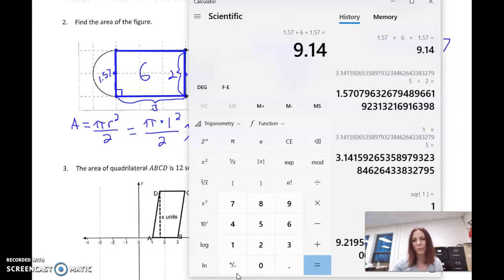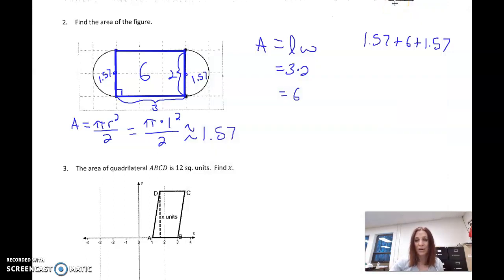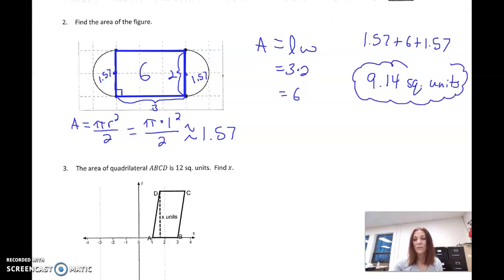And we get 9.14. So our area is approximately 9.14. I don't have any units, so I'll just again say square units. So this is what's going to happen. As you're going to see in another couple examples here, we're going to have to break this up into pieces, find the area of the things you know, and then just put it all together.